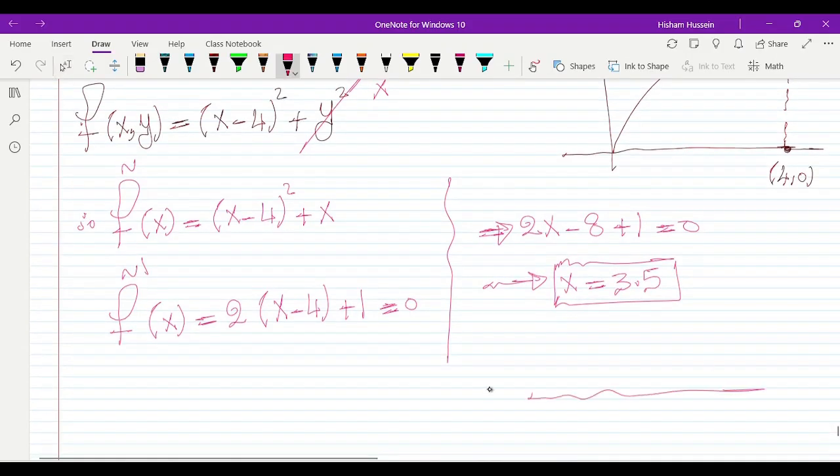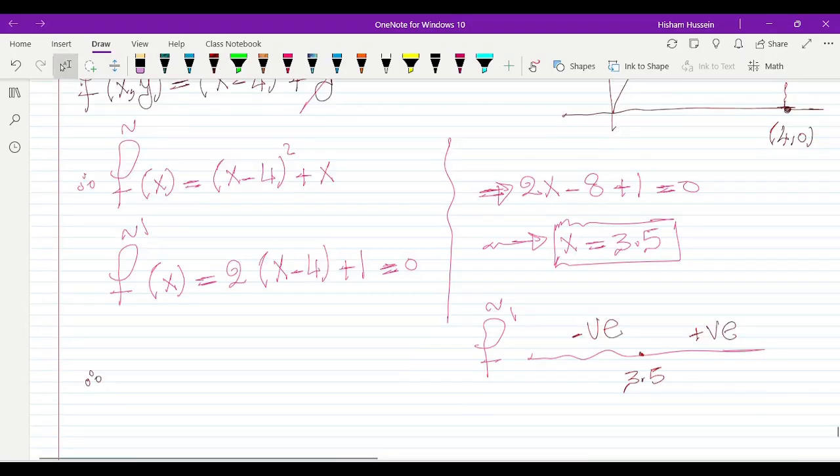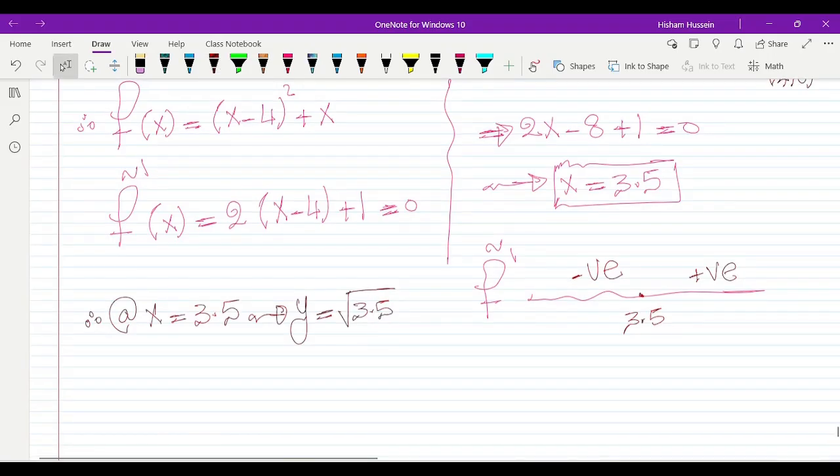Testing this point on f modified dash, at 3.5 the value before is negative and the value after is positive. So the coordinate of this point is at x equals 3.5, then y equals root 3.5. So the coordinate of this point is (3.5, root 3.5).